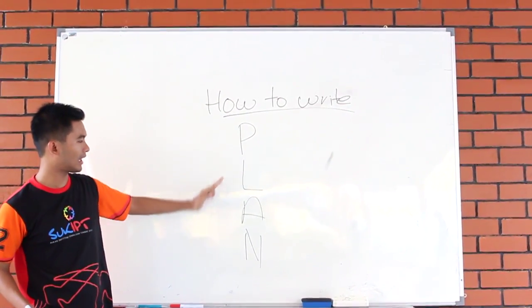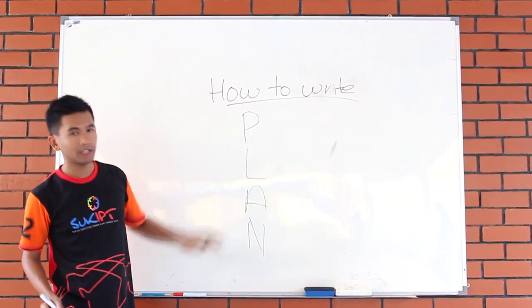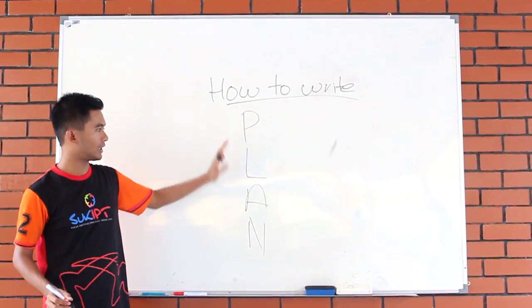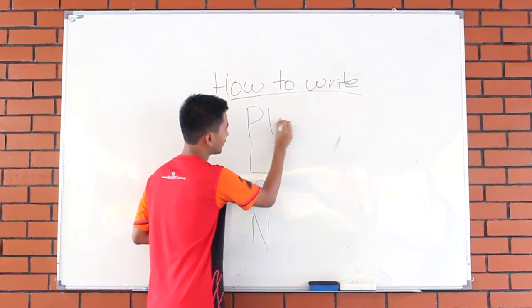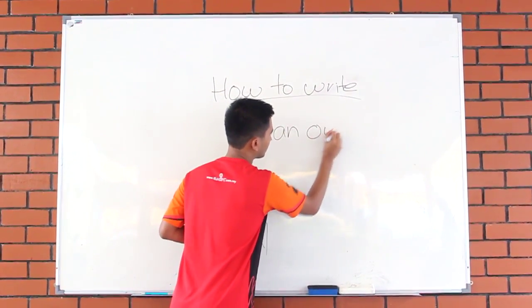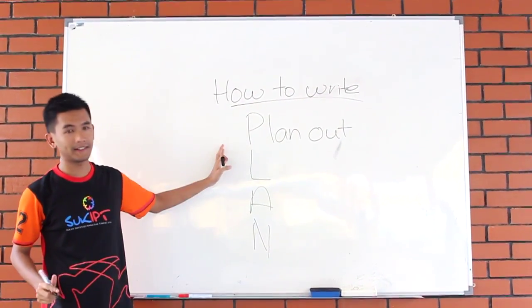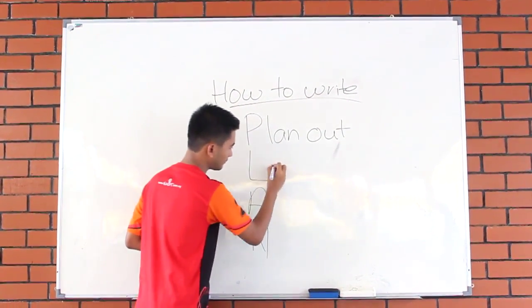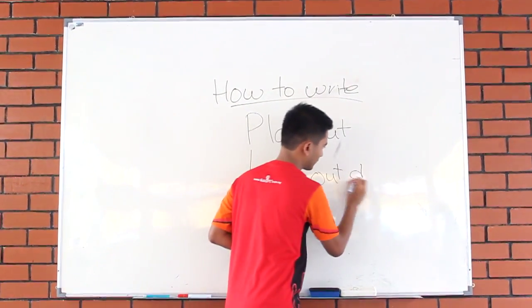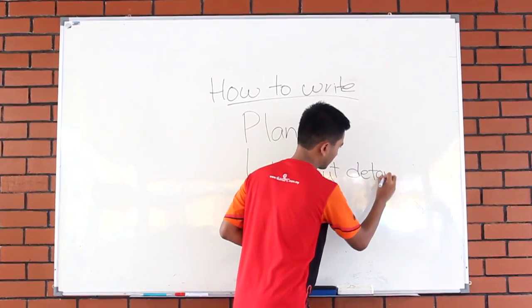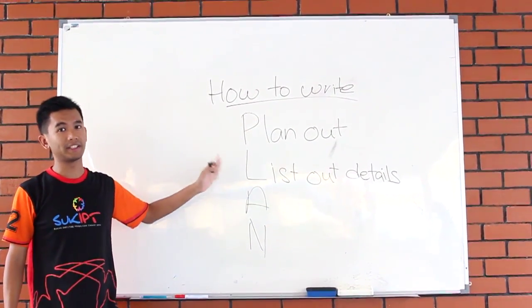Plan, P-L-A-N. So we ask the students to remember this word, plan, and then we describe what each letter stands for. For example, P stands for plan out. So the students will plan out the essay. L stands for list, these are the details that they want to put in the essay.